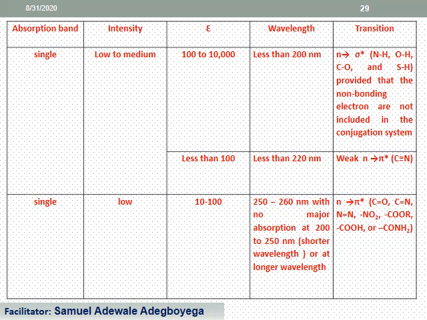So in other cases, if you have a single absorption band and the intensity is low and you have absorptivity between 10 to say 100, the wavelength of absorption is between 250 to say 260 nanometer, and you don't have a major absorption at 200 to 250 nanometer, at a shorter wavelength or at a longer wavelength, then we could be suspecting the non-bonding to pi star transition, which you see in those functional groups that are listed.